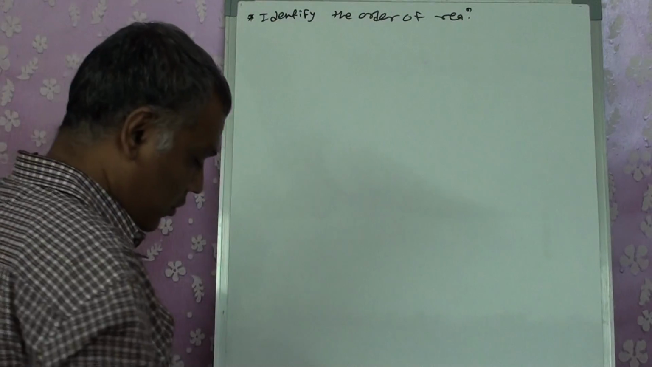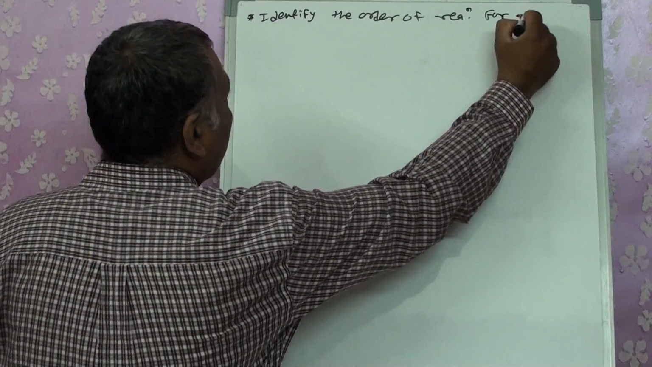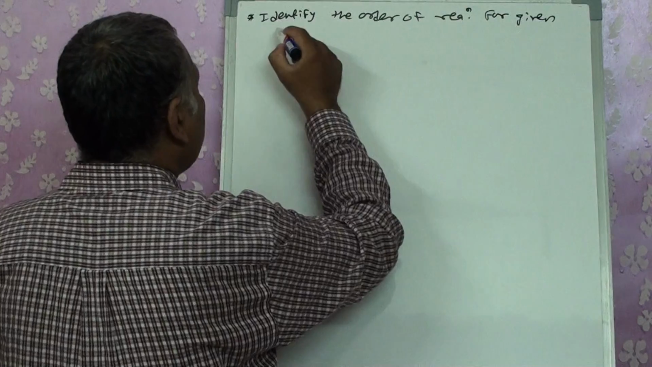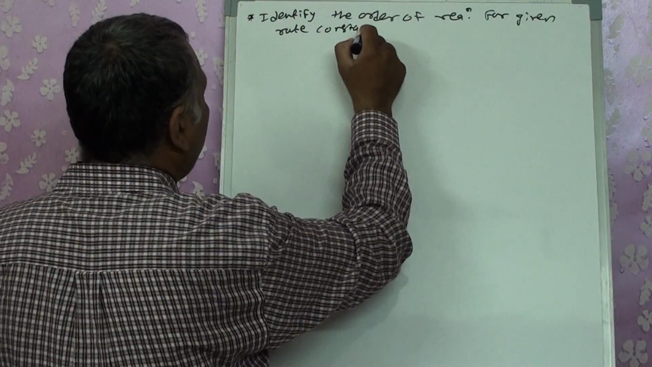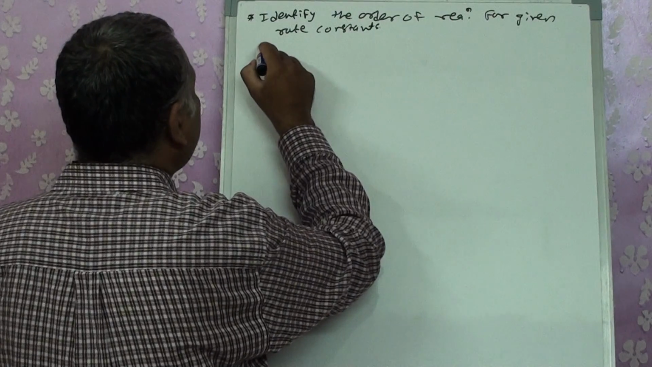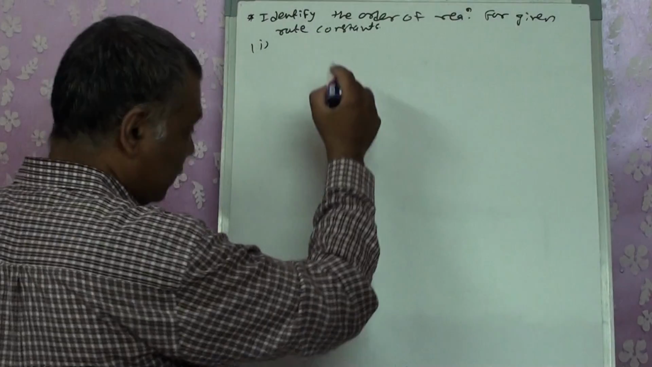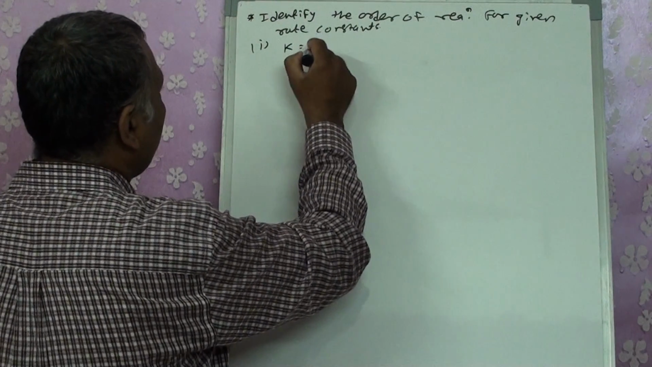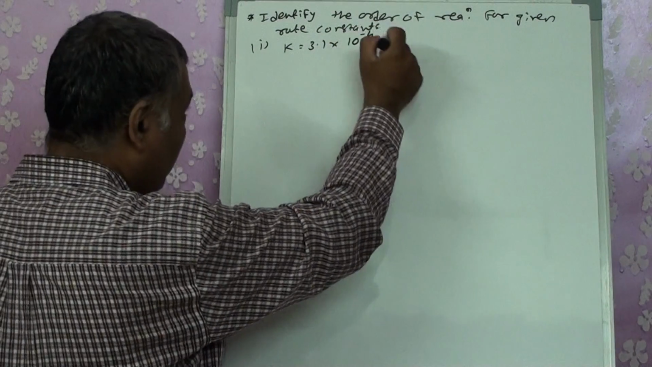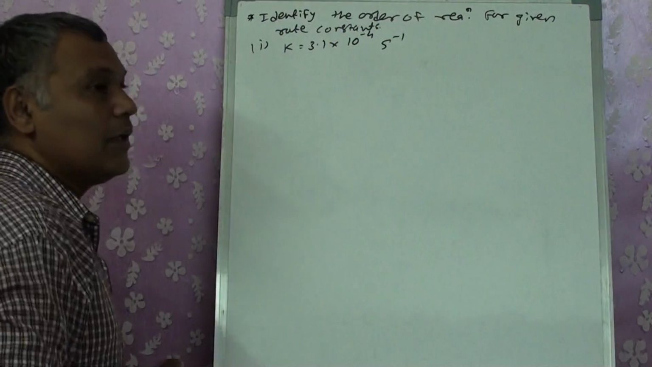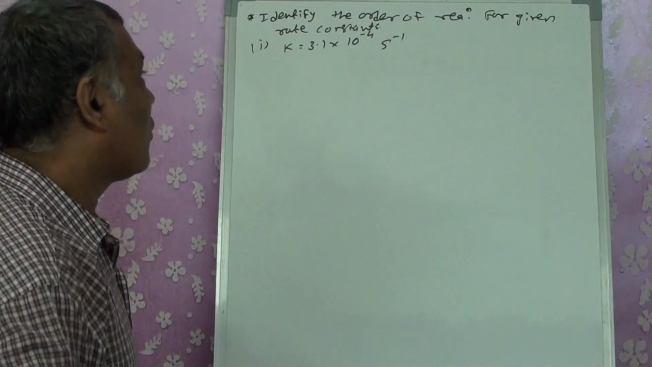Identify the order of reaction for given rate constants. The first one that is given to me is k equals 3.1 into 10 raised to minus 4 second inverse, and I have to calculate the order of reaction.